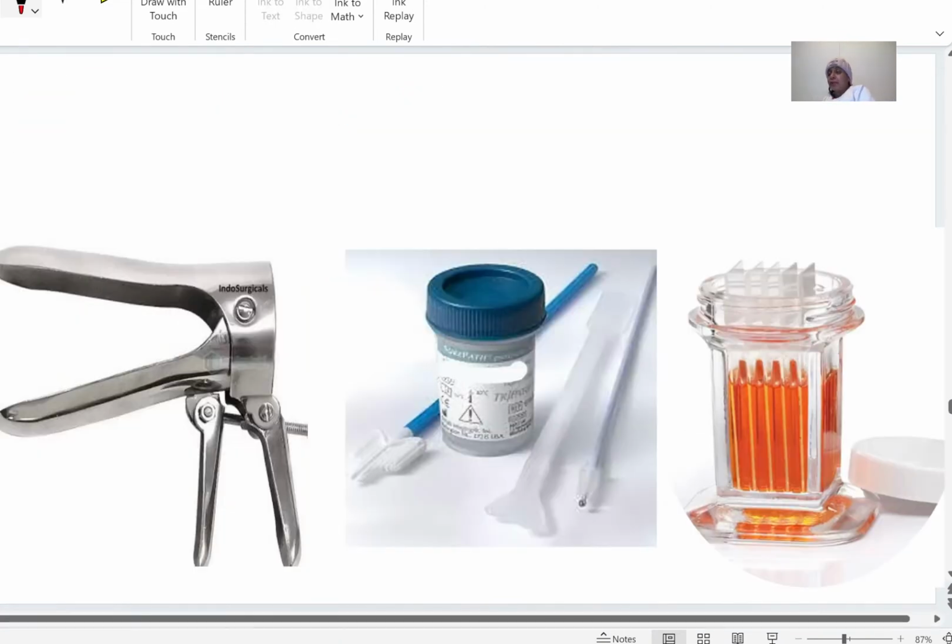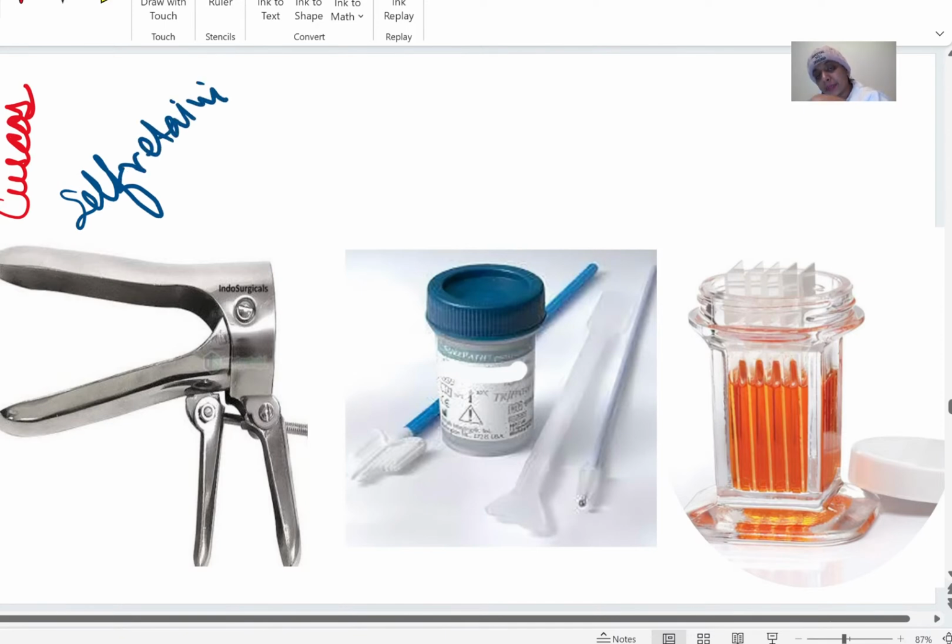What is the first speculum? Only 5-6 images are left. What is the first speculum name? Cuscos. In obstetrics, we use the same speculum. What is the advantage of it? Why are the screws present? Because it is self-retaining.